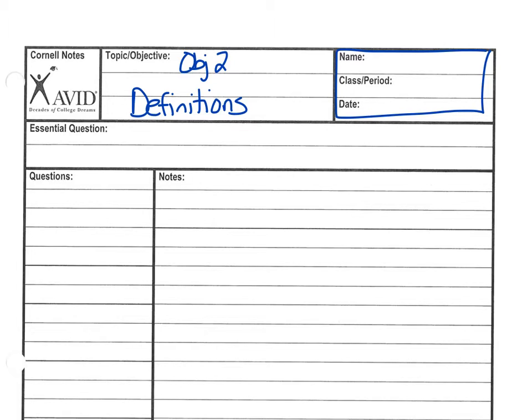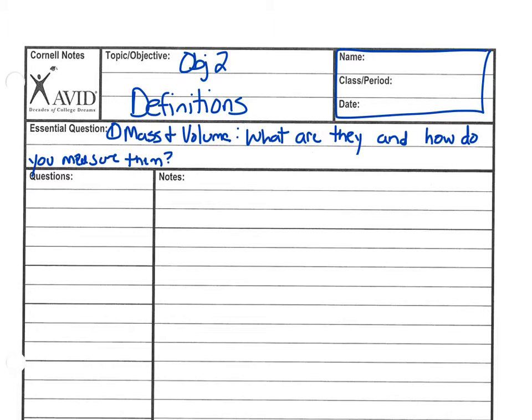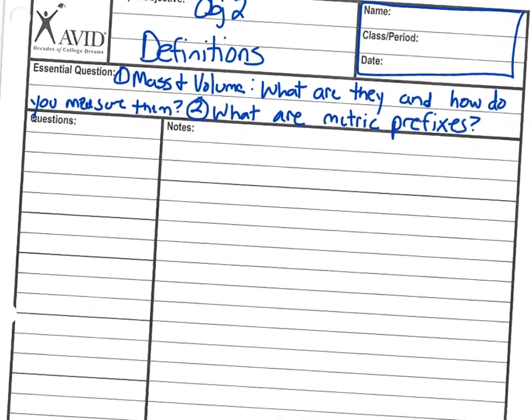And then we're going to fill in some essential questions. So our first question is mass and volume. What are they and how do you measure them? And our second question is what are metric prefixes? So we're going to answer those two questions here.